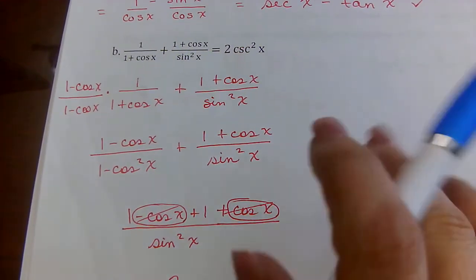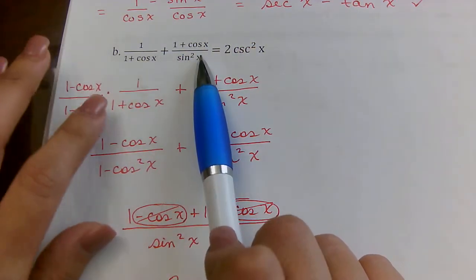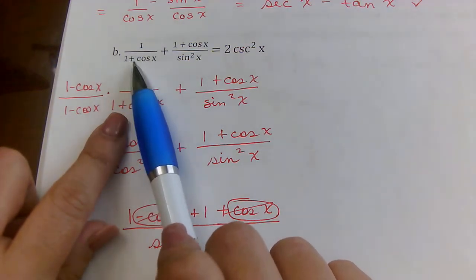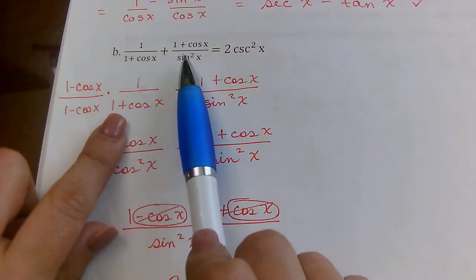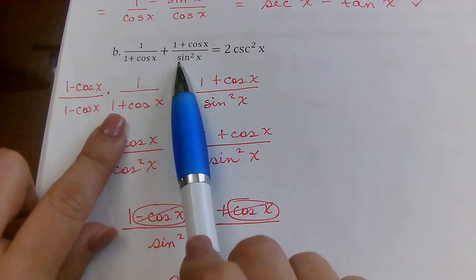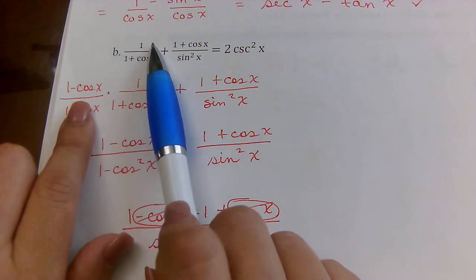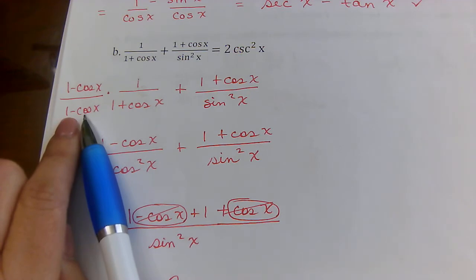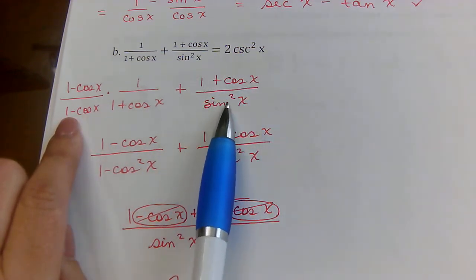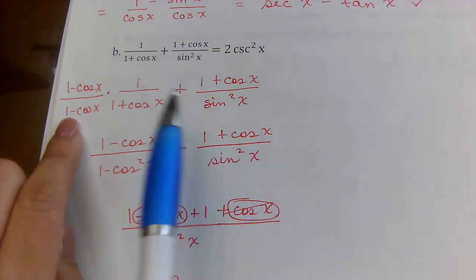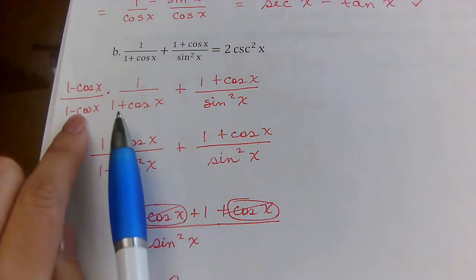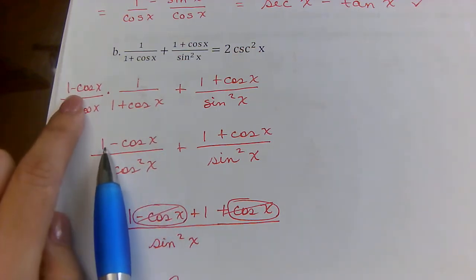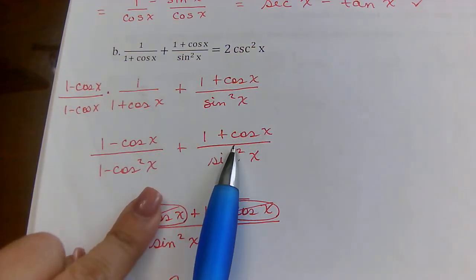Part B, notice we have 2 fractions, so the first thing I need to do is find a common denominator. Since I can use the Pythagorean identity to get this one, I'm going to change everything over to sine squared. Okay, let's go ahead and do that. First thing I need to do is use the conjugate of 1 plus cosine, which is 1 minus cosine. I'm going to leave the other term exactly the way it is because nothing needs to be changed. First times first, 1. Negative times positive, negative. Cosine times cosine, cosine squared. The numerator is just 1 minus cosine. This one stays exactly the same.